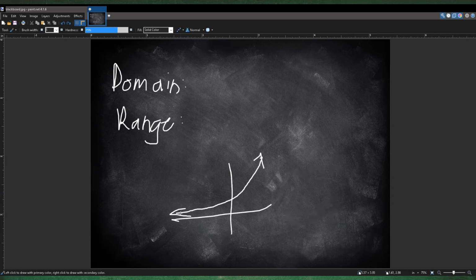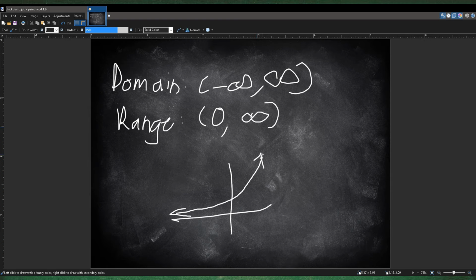As you see on the x-axis, it could go through every single point, so the domain is negative infinity to infinity. The range is what values it can go through. It cannot go through 0 because it's never going to cross 0 ever. And it's going to go to infinity as it moves to the right, to such a big number. So this is the domain and the range.